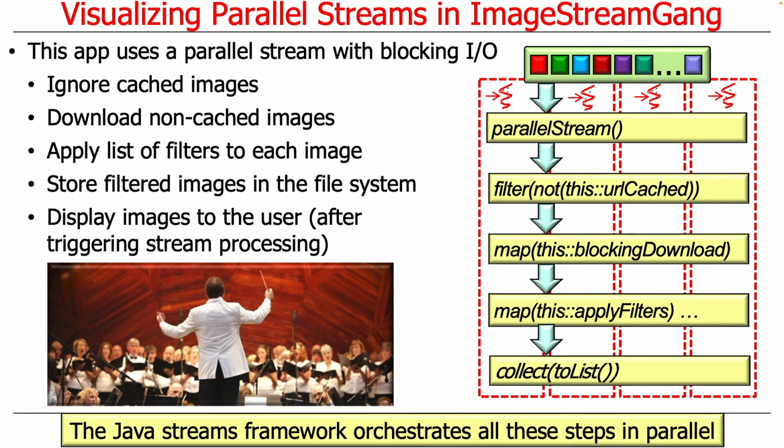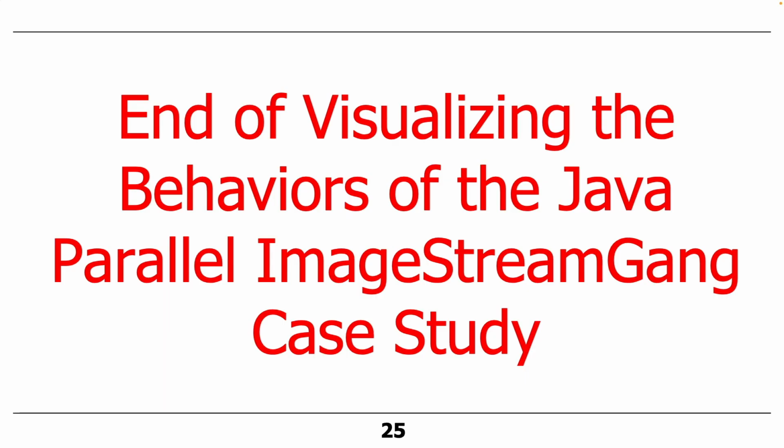And you've even seen that in your programming assignments where you can actually do that conditionally. You can have parallel ? list.parallelStream, otherwise list.stream. And so you can make those decisions in a very late binding way. All right, so that's the end of the overview of visualizing the ImageStreamGang case study in the case of parallel programming.